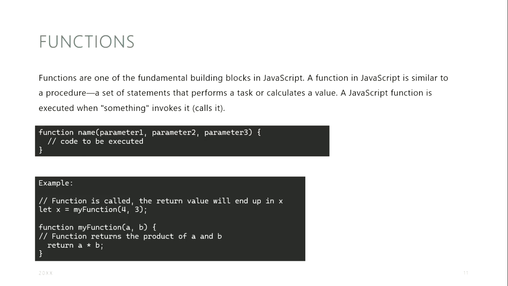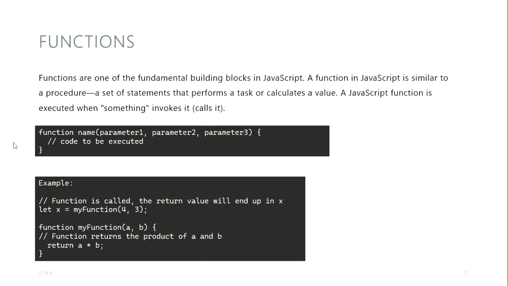Next, functions. Functions are one of the most fundamental building blocks in JavaScript. A function in JavaScript is similar to a procedure, a set of statements that perform a task or calculate a value. So, in short, a function is a block of statements that are used to perform a specific or predefined task. A JavaScript function is executed when something invokes it, that is, calls it.